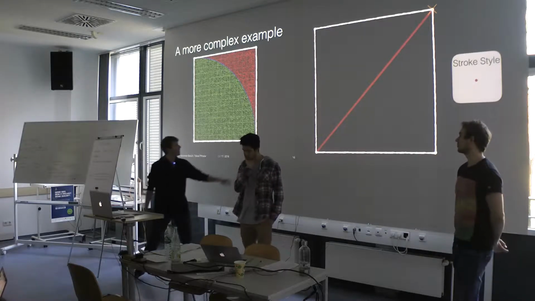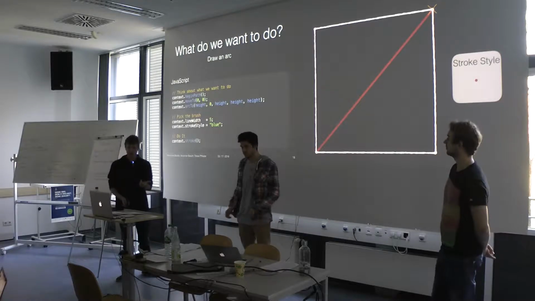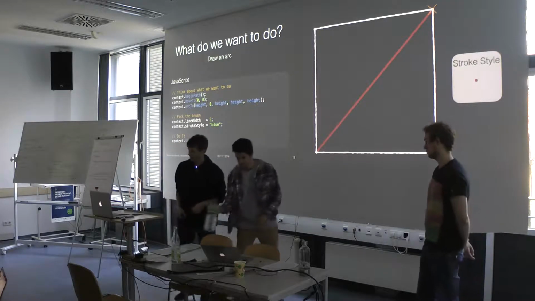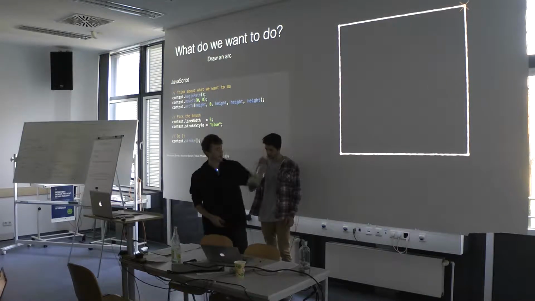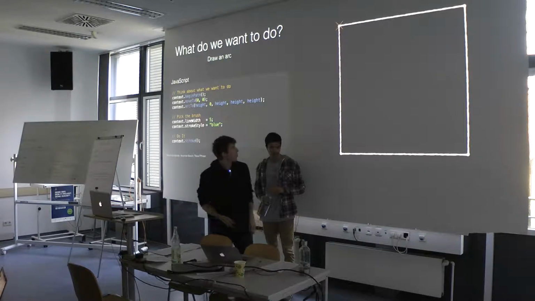Draw an arc. This is the blue arc, so we have to do this, and the randomized points. So to the arc. Arc works similarly. I have the begin path, so I begin a new path. I'm there in the top angle, so I have to move to where it should actually begin.